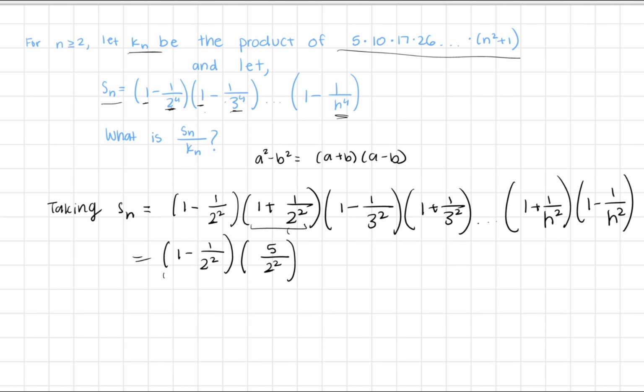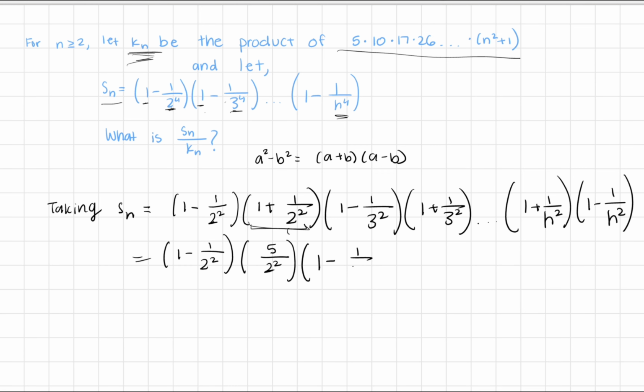However, if we did this subtraction, if we simplified this, you'd get 3 over 2 squared, and that's kind of pointless because we can't make use of K_n in that case. So that's why we expanded only the terms in the parentheses with the plus sign, so we can get something in terms of K_n. So now we have 5 over 2 squared. Once again, we're going to leave the term with the minus as it is, because if we simplify it, we won't get anything that relates to K_n.